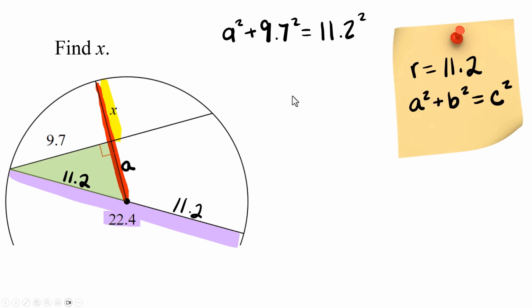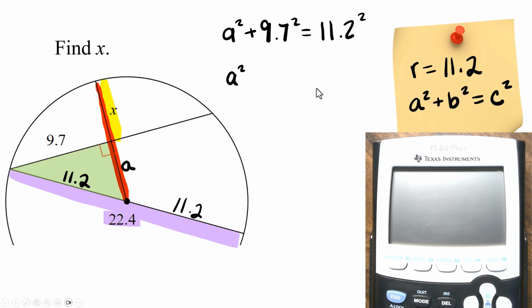Okie dokie. Let's get going on this then. That's going to be the setup. 9.7 squared is going to be 94.09. Let's get the 11.2 squared since I'm here. 125.44. So let's fill that in.